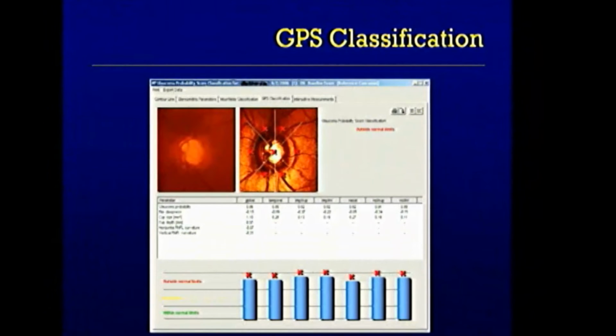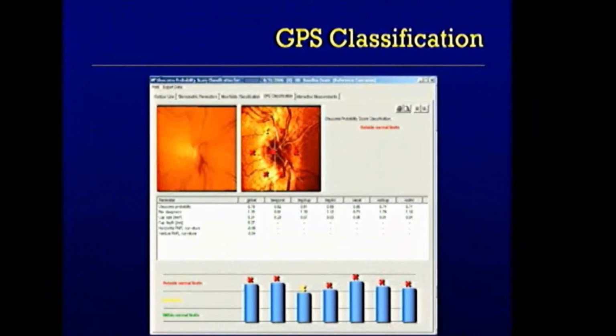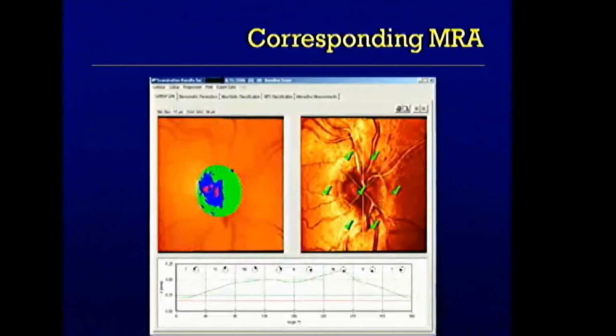This is an abnormal nerve. Okay, the rim area is abnormal, or the rim is an abnormal shape in each of the sectors. And what's interesting is, if you take this abnormal nerve and look at it with Moorfield's regression analysis, it comes out normal. So using different algorithms, even for the same nerve, could give different answers.